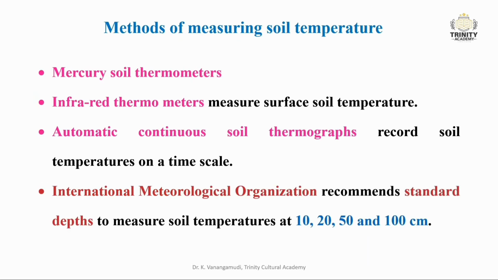By use of mercury soil thermometers, infrared thermometer which records surface soil temperature, automatic continuous soil thermograph which records soil temperature on time scale. IMO, International Meteorological Organization, recommends standard depths of 10, 20, 50 and 100 cm for measuring soil temperature. Last soil factor is soil air.